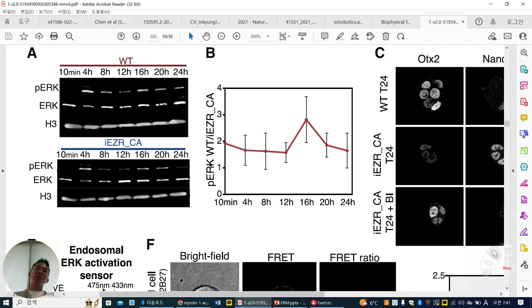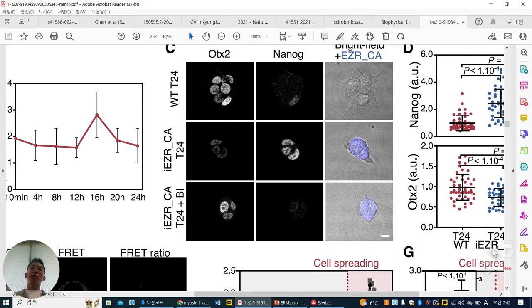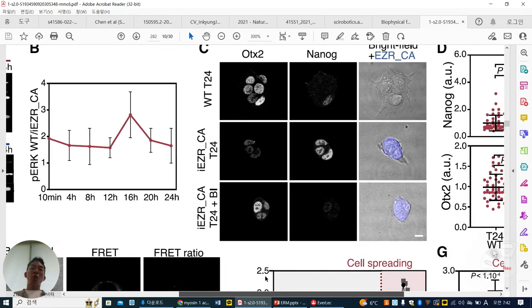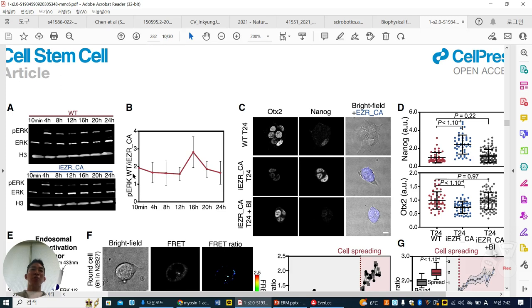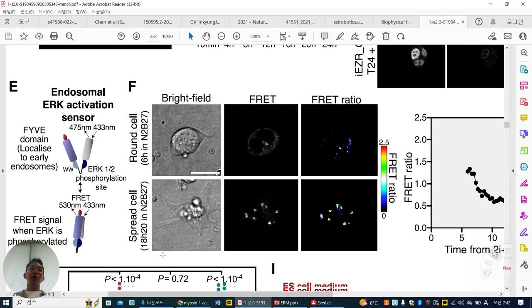When they check phospho-ERK, wild type is always higher than the azurin-activated cell. So here, wild type 24 spreading cell, differentiated cell, has high OTX2, but azurin cell with high membrane tension has OTX2 down, and when they use an ERK activator, this ERK is activated and OTX2 is enhanced. So they want to say that during differentiation, ERK should be phosphorylated. This one is relatively maintained as stemness, but wild type is going into differentiation. This is their quantification.